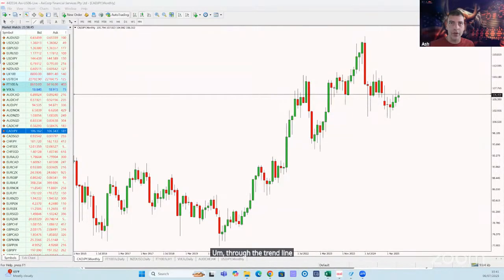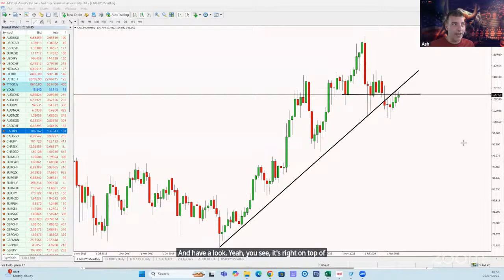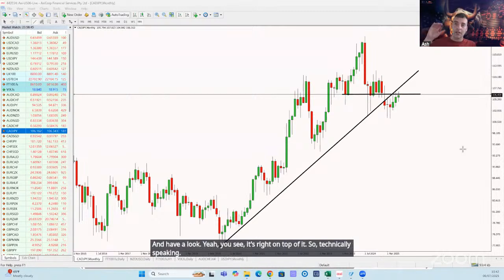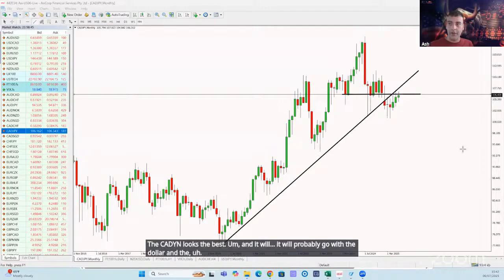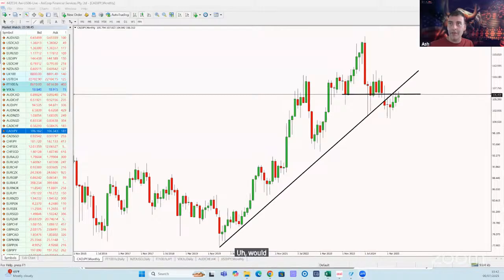Let's just draw a straight line here and have a look. Yeah, you see, it's right on top of it. So technically speaking, on the chart, the CAD yen looks the best, and it will probably go with the dollar and the Kiwi. To say that this would not be on the table would be wrong. This is definitely still on.